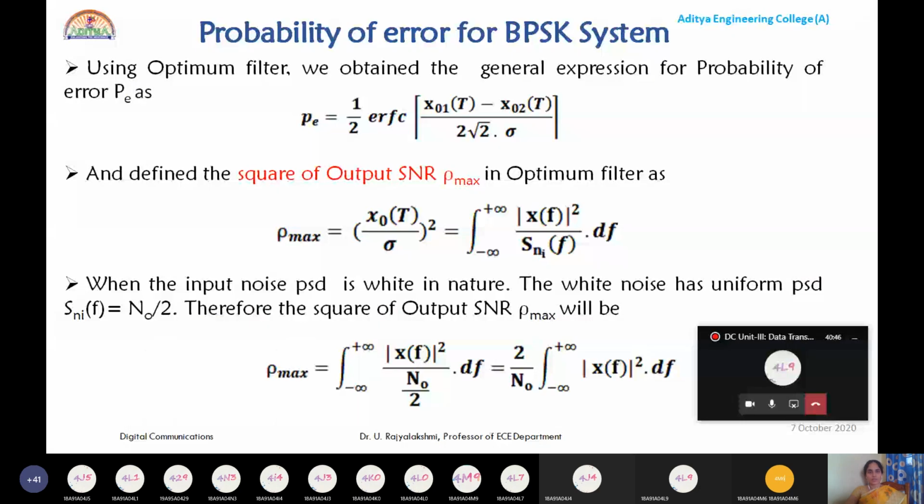As the input noise power spectral density is white in nature, the PSD of noise is N naught by 2. Okay, very good. We substitute that in the square of the output SNR. Okay, ma'am. Then we use Parseval's theorem.